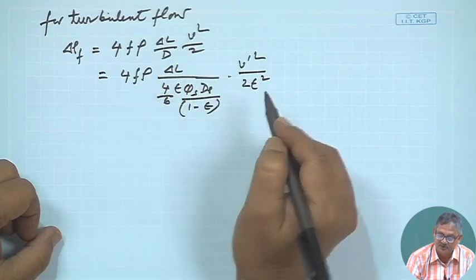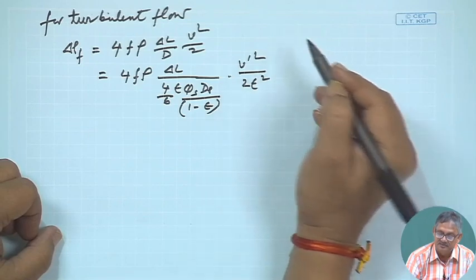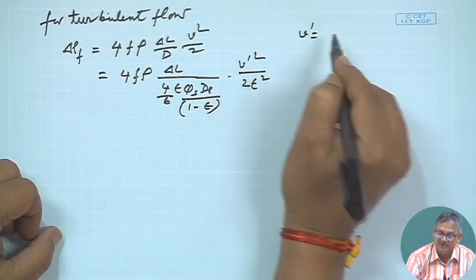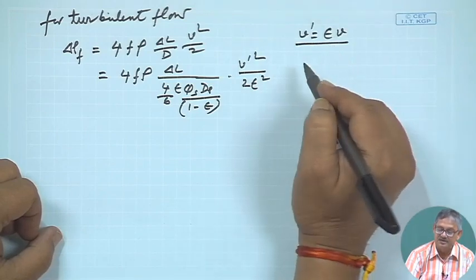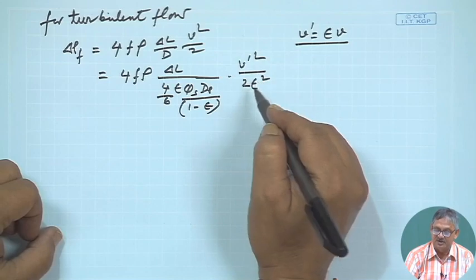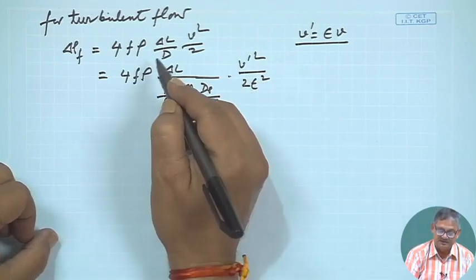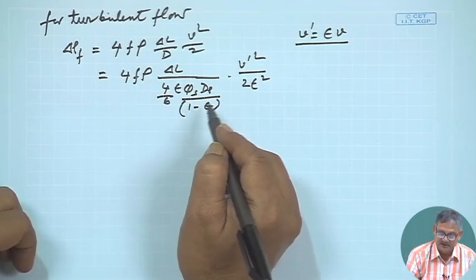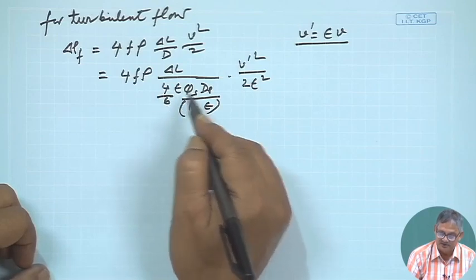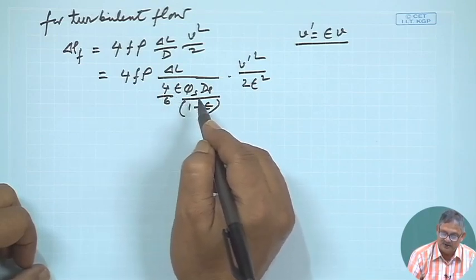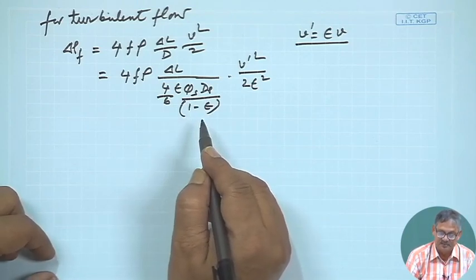So, v square by 2. So, v prime square by 2 epsilon square. Again the same thing, that v prime is equal to epsilon v, right. From that relation we got this v prime square by 2 epsilon square, right. This d we have replaced with dp, and that we have shown earlier that this is equal to 4 by 6 epsilon phi s dp by 1 minus epsilon, right.